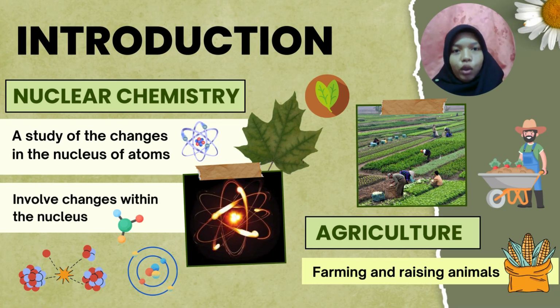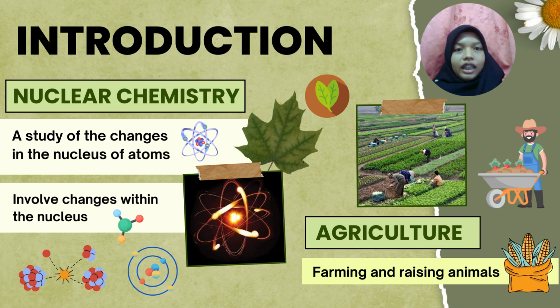Let's begin our presentation. What is nuclear chemistry? Nuclear chemistry is the study of the changes in the nucleus of an atom. The reaction involves changes within the nucleus, whereas chemical reactions involve the loss, gain or sharing of electrons.